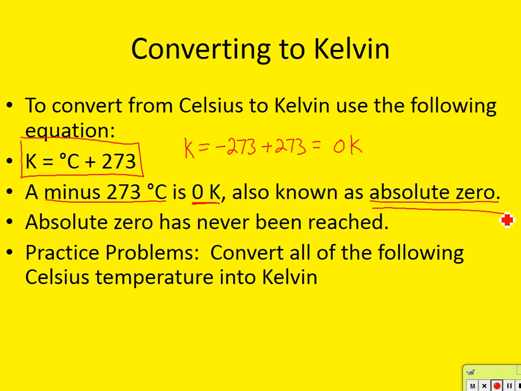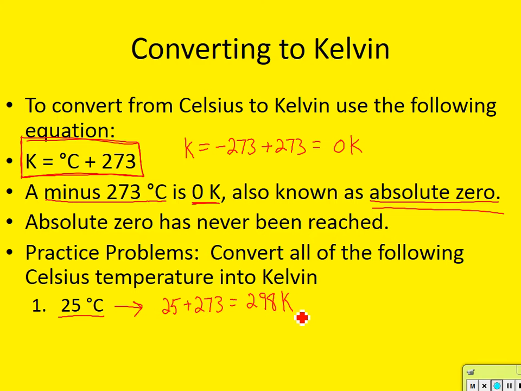Okay. We're going to do some practice problems where we convert all of the following Celsius temperatures into Kelvin. So, number 1, how would you convert 25 degrees Celsius to Kelvin? Okay, let's do that. We're going to use this equation right here. So our degrees Celsius is 25, so 25 plus 273. And so you'll see that's 298 Kelvin.